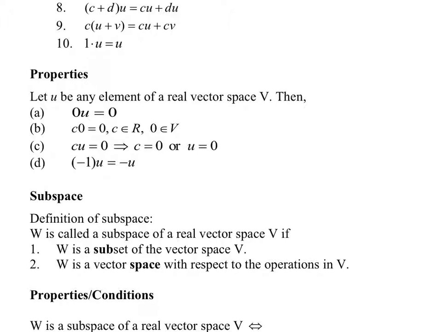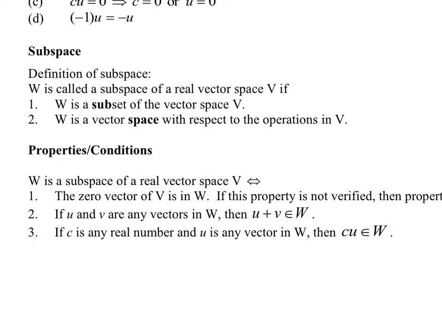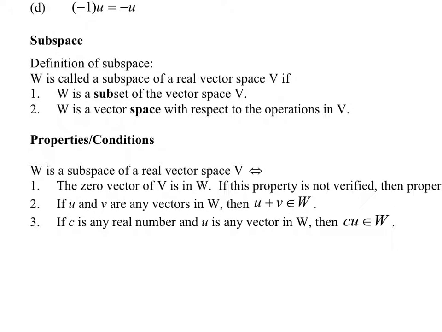The properties I think are pretty standard, but the definition of a subspace is if the conditions are met, W is called a subspace of a real vector space V if W is a subset of the vector space V, and W is a vector space with respect to the operations in V. All right, so all more varied ways of saying linear combination, but the conditions are really where we want to live, because this is how we're going to verify whether a vector represents a subspace of a given space.